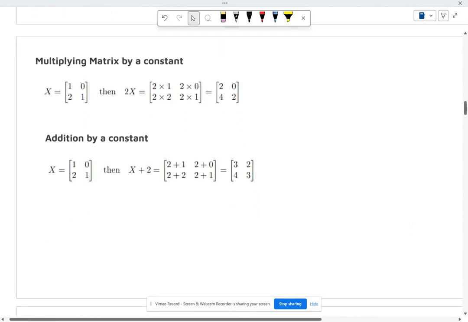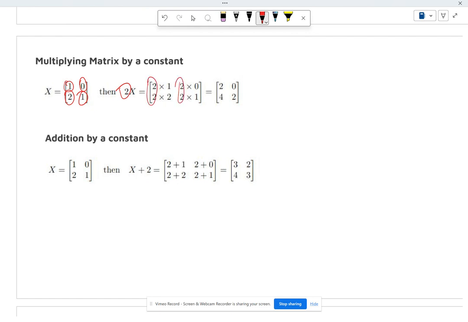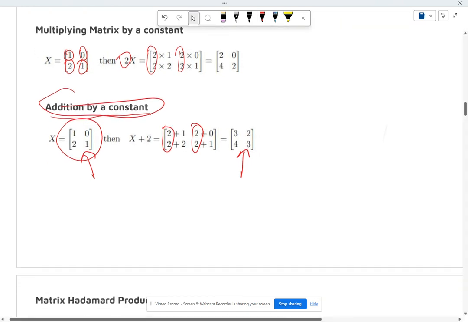Remember that we previously learned how to multiply a vector by a constant. Here, we're going to multiply a matrix by a constant. So it's exactly the same as a vector. If you multiply by 2, what you're doing is multiplying 2 by every single element here. As you can see, we're multiplying 2 to everything. That's it. Addition by a constant, well, you just add a number to everything here. So notice I add a 2 to every single number here, and that's how I got the result. So multiplication by a constant and addition by a constant for a matrix is really easy.